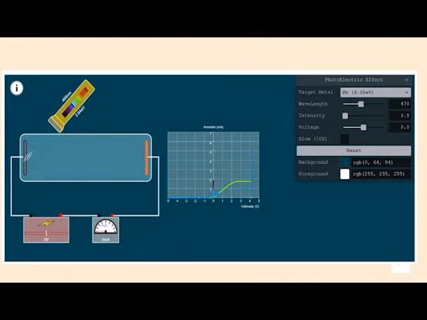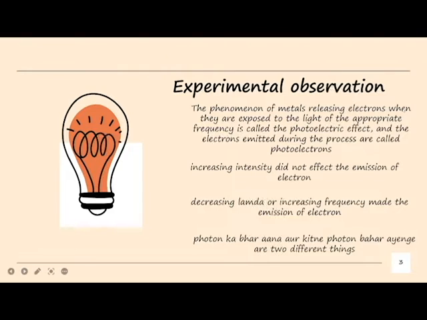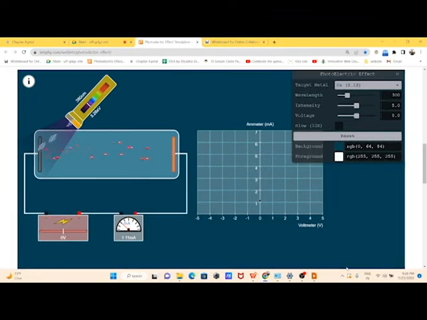So the photoelectric effect is nothing but a phenomenon we have observed. When we send light on certain surfaces, we see that some electrons come out, and there is some current flowing. That is what is called the photoelectric effect. Releasing electrons when they are exposed to light of appropriate frequency is called the photoelectric effect, and the electrons which are emitted during this process are called photoelectrons.